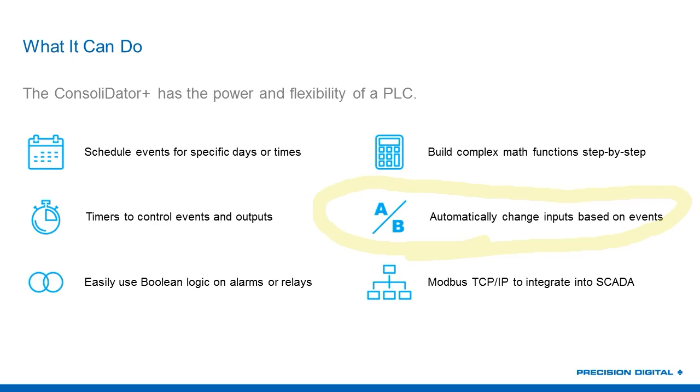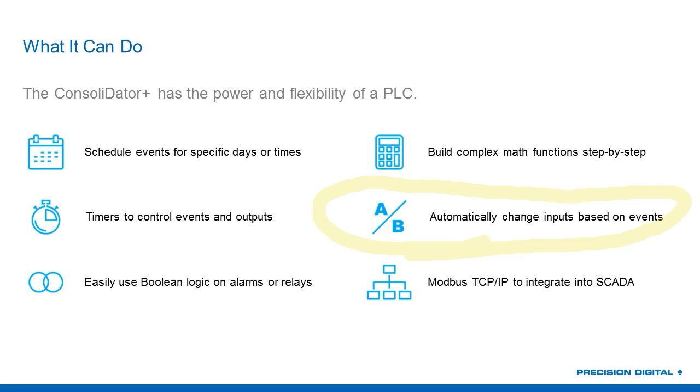However, you also have a backup level measurement device, and let's say it's a radar sensor that's hanging from above. So under normal operating conditions, the primary sensor is the one that's feeding the ConsoliDator Plus the level information so that it can do the controlling.